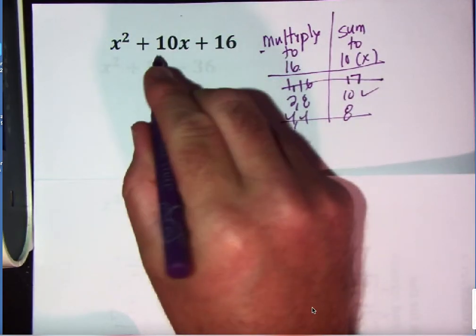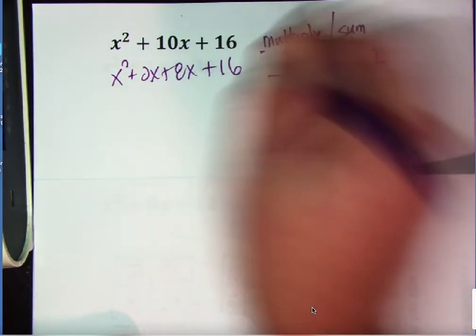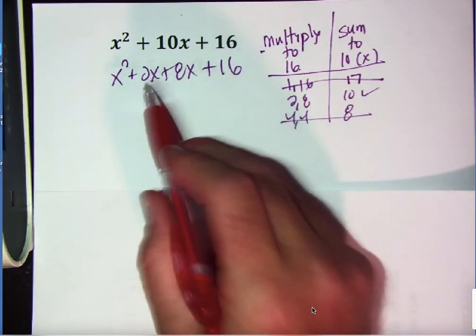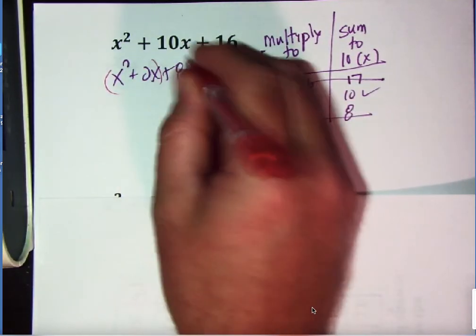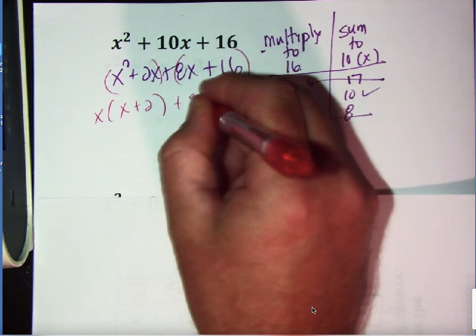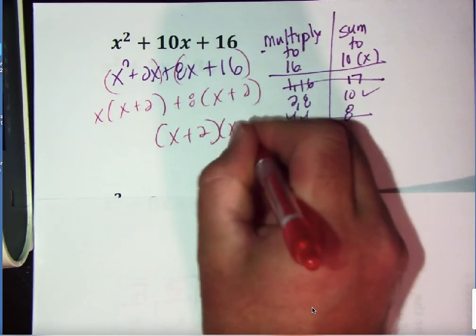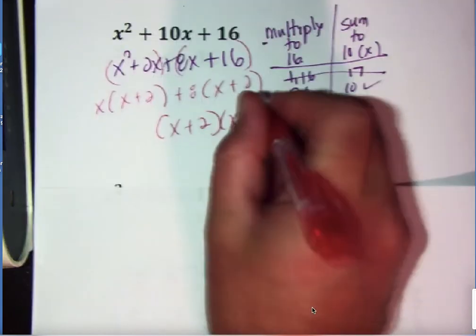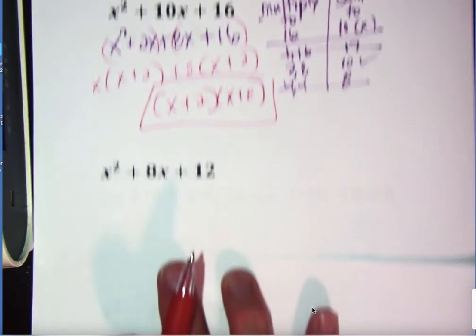So that means this 10x came from 2x and 8x. 2 times 8 is 16, and 2 plus 8 is 10. Sweet. And now that there's 4 terms, we can use grouping. Sweet. So we found it. X plus 2 times x plus 8 equals this. Awesome. Let's see if we can try this one, right?